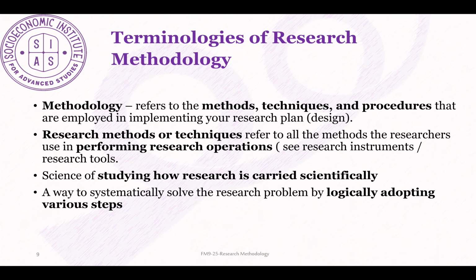For example, methodology refers to the methods, the techniques, and the procedures that are employed in implementing a research plan or design. Research method or techniques refer to all the methods the researchers use in performing research operations. So it is about, again, research instruments, research tools that we are using. So the science of studying how research is carried out scientifically is part of the research methodology. It is a way to systematically solve the research problem by logically adopting various steps.